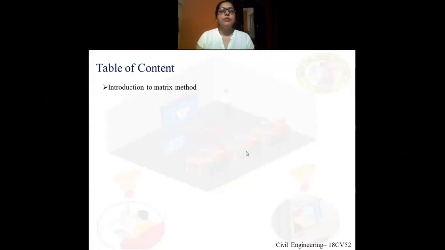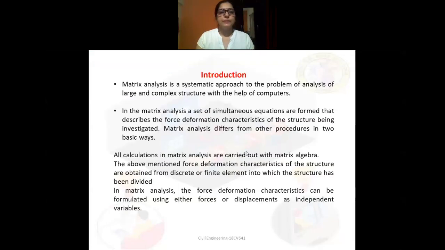So, table of contents: Introduction to Matrix Method. Matrix analysis is a systematic approach to the problem of analysis of large and complex structures with the help of computers. In the matrix analysis, a set of simultaneous equations are formed that describes the force deformation characteristics of the structure being investigated. Matrix analysis differs from other procedures in two basic ways. That is, how it is different from other methods is we are using matrix algebra here to solve the problem.